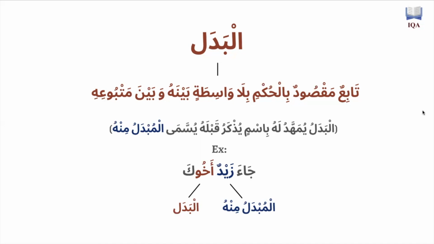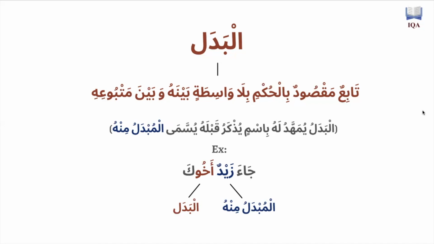Maqsoodun bin hukmi. The badal is the one that's actually being intended by the meaning of the sentence. Even though it's the substitute, it's the one that's actually being intended by the meaning that the sentence is giving. So it's a follower that is truly intended with the ruling the sentence indicates, بلا واسطة بينه وبين متبوعه, and it's mentioned without any intercessor, without anything coming between the badal itself and the word that it's coming to substitute. So it comes right after the word that it is coming to substitute, quote unquote.